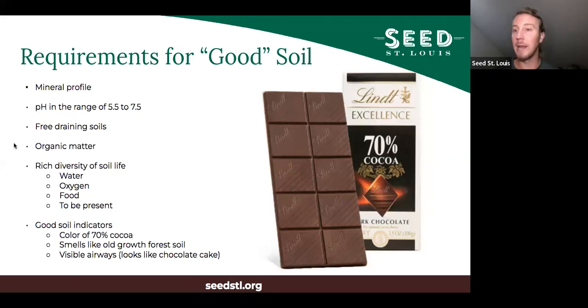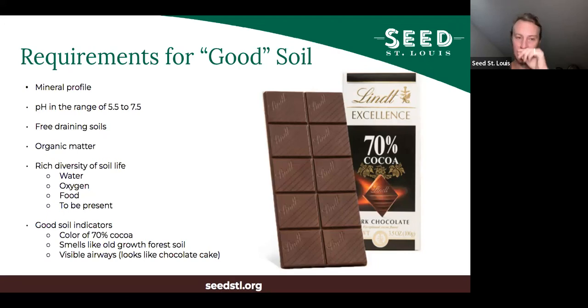You also are going to want organic matter, regardless. Organic matter is good. It's an important part of the soil. And then ideally, you want a rich diversity of soil microorganisms, and we'll talk about how you do that. But what you need to have a rich diversity of soil life is that they're living beings. So they need water, they need oxygen, they need food, and they need to exist. So if your soil has been sprayed and plowed into oblivion, they're probably just literally not there. So you need to reintroduce them in some way.